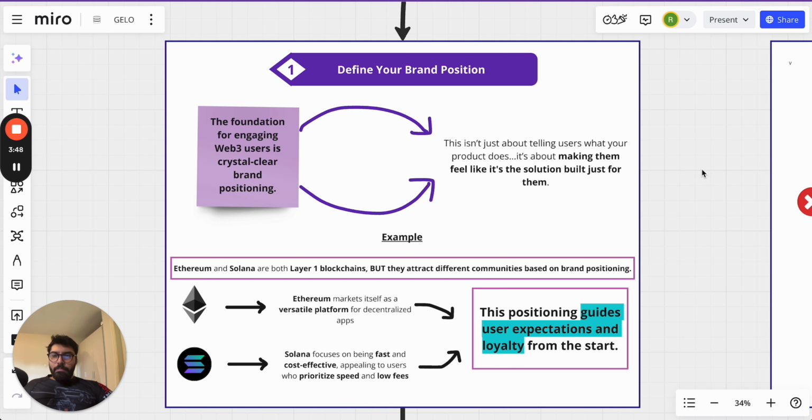Right? Making sure the brand position is crystal clear is really important. We don't want to make it convoluted. It needs to be very, very simple to understand what you guys are doing and how you're doing it. And it's not just telling users what the product does. It's about making them feel like it's a solution just built for them.